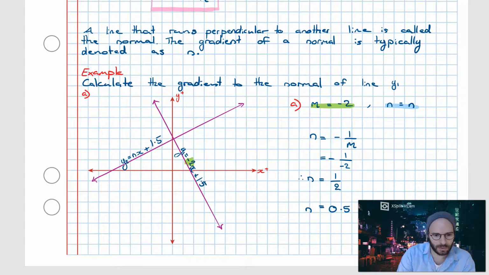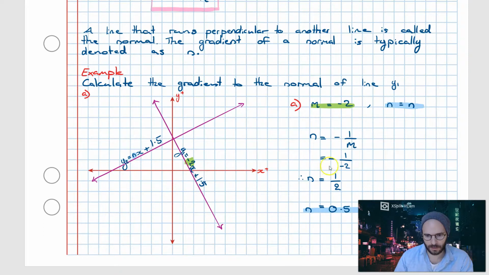So what we're going to find is that the value of n, as seen over here, is just going to be equal to 0.5. And thus, we're able to calculate the gradient of a normal to a line such as seen in y1 over here.